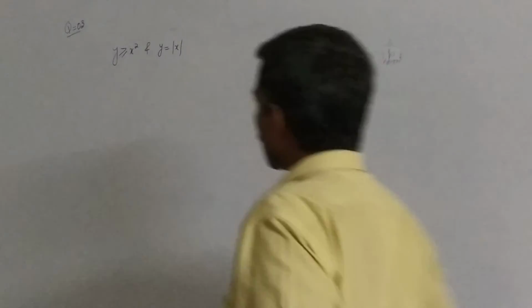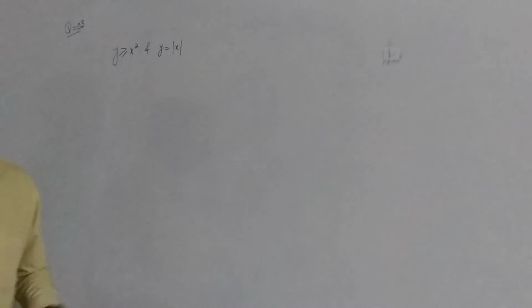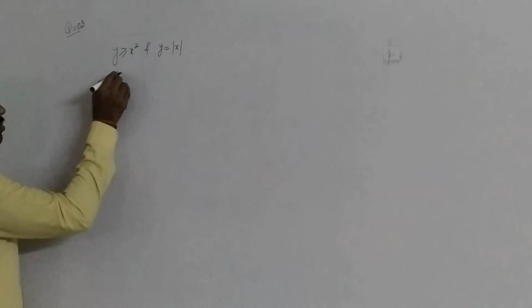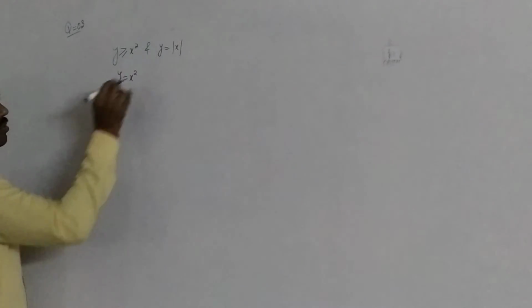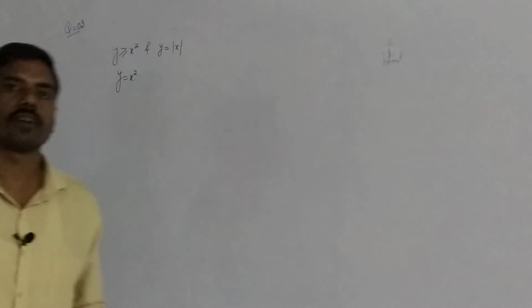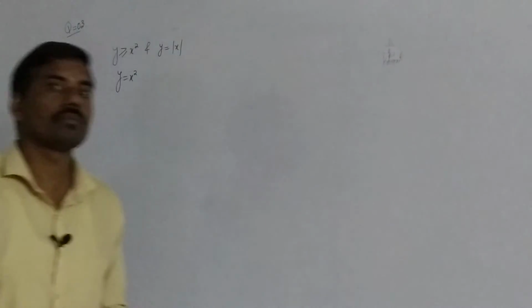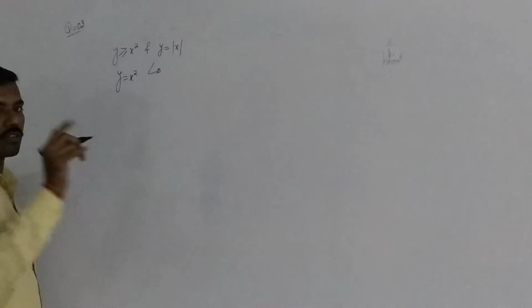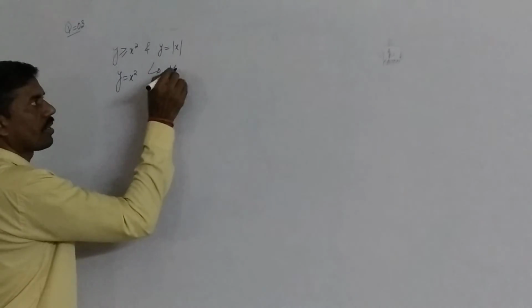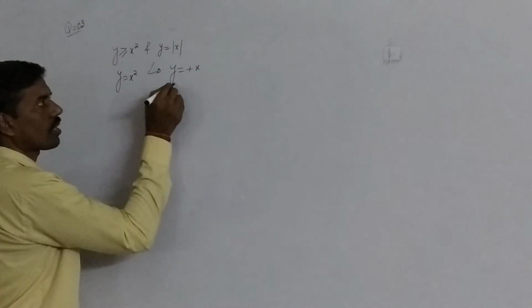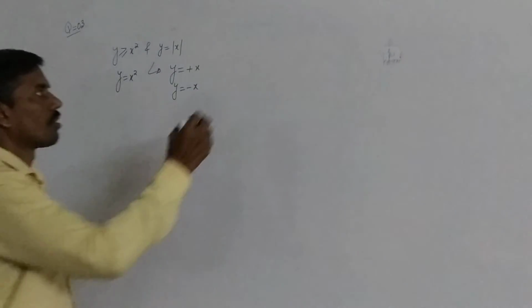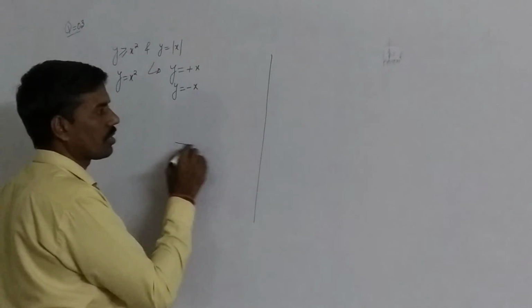Next question is y greater than or equal to x square, means we are given an inequality y greater than or equal to x square. So first of all we make y is equal to x square, the equation of a parabola which is symmetric about the positive y axis. And here y is the magnitude of x, means y can be defined as y is equal to plus x and y is equal to minus x. Okay, first of all draw the graph of these three curves.